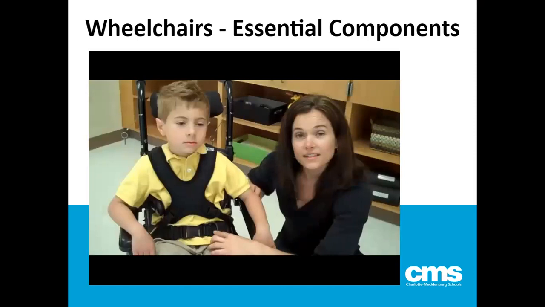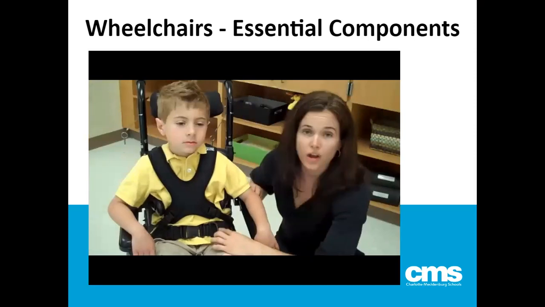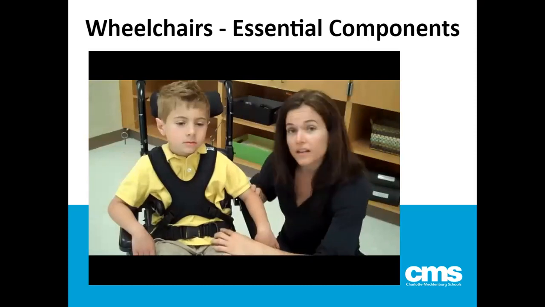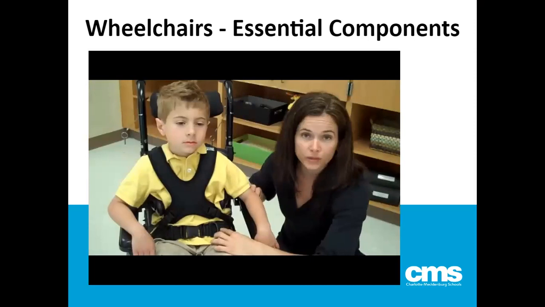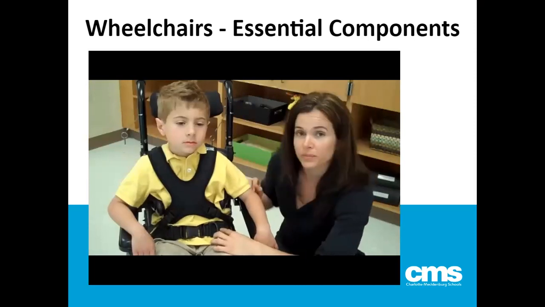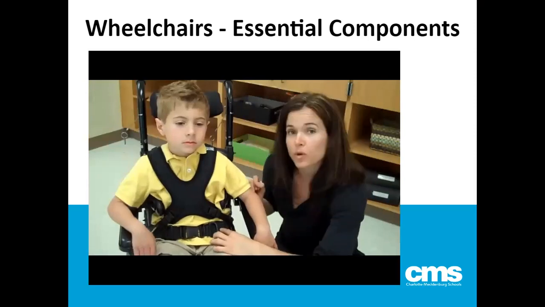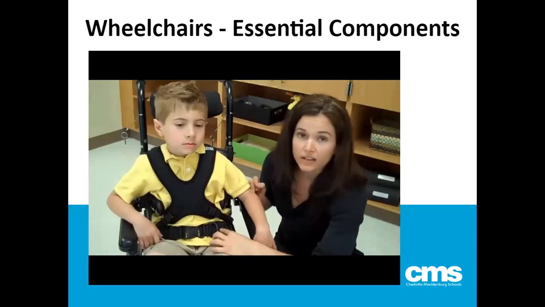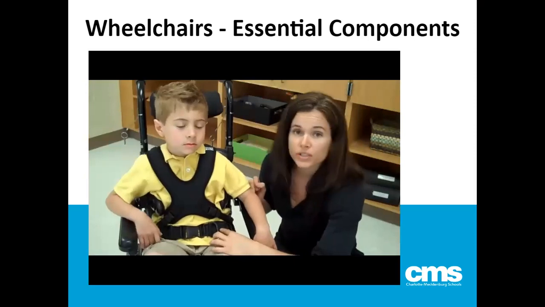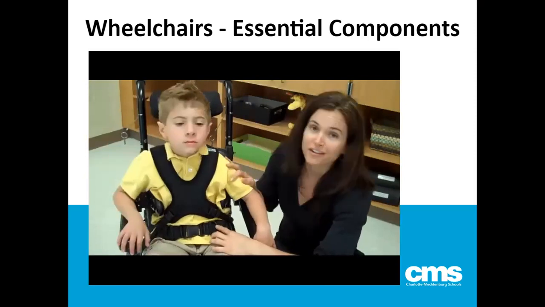This is the pelvic positioning strap. It is not a seat belt. Seat belts are in cars. The pelvic positioning strap helps keep the child's hips positioned back in the wheelchair seat. It also helps the child to maintain a functional upright position. The pelvic positioning strap is very important because with mobility during the school day, if the child or the person pushing the wheelchair were to stop suddenly, the pelvic positioning strap is going to keep the child safe.